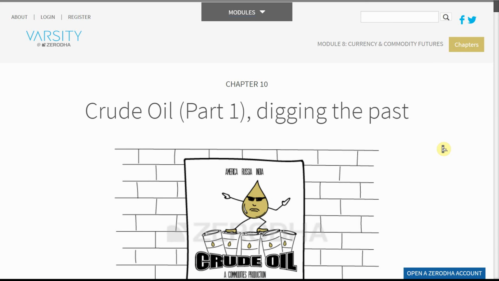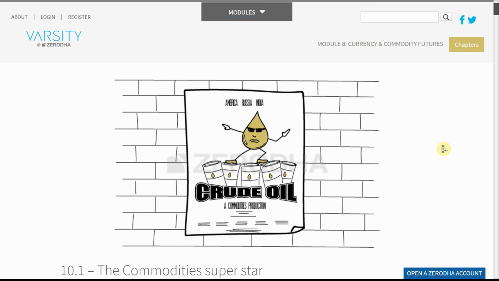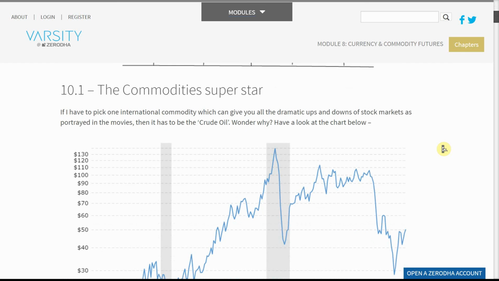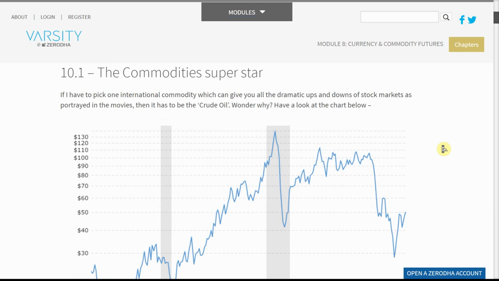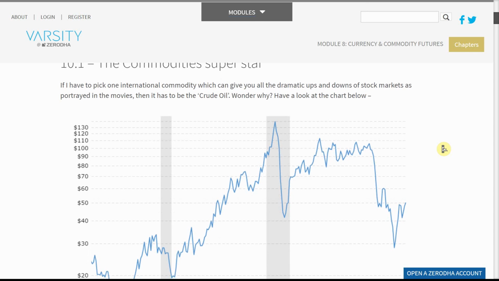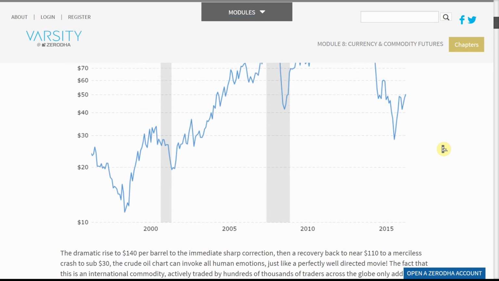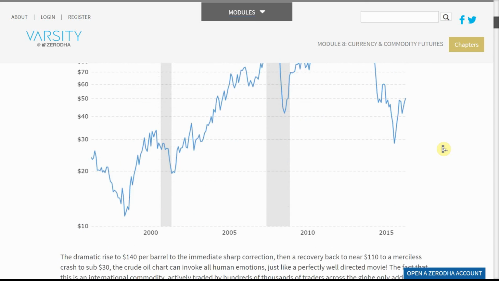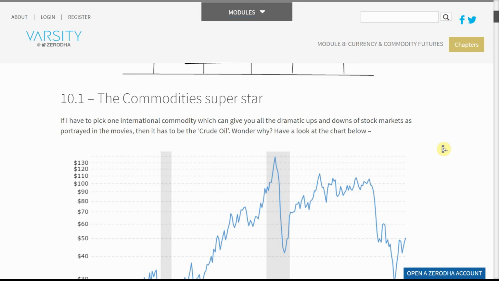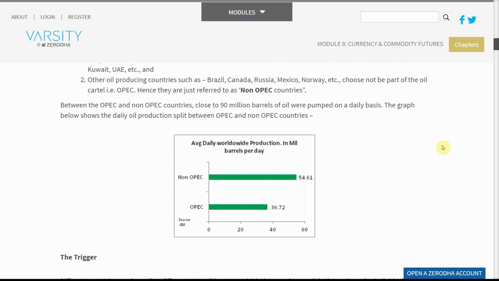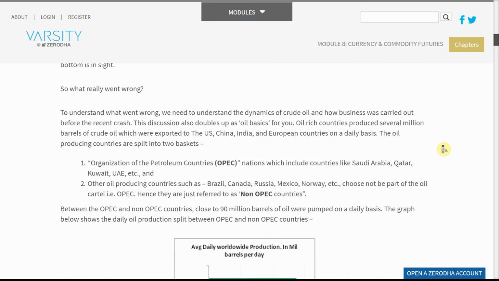Chapter 10. Crude Oil, Part 1. Digging the Past. 10.1 The Commodities Superstar. If I have to pick one international commodity which can give you all the dramatic ups and downs of stock markets as portrayed in the movies, then it has to be crude oil. Wonder why? Have a look at the chart below. The dramatic rise to $140 per barrel to the immediate sharp correction. Then a recovery back to near $110 to a merciless crash to sub $30. The crude oil chart can invoke all human emotions, just like a perfectly well-directed movie.